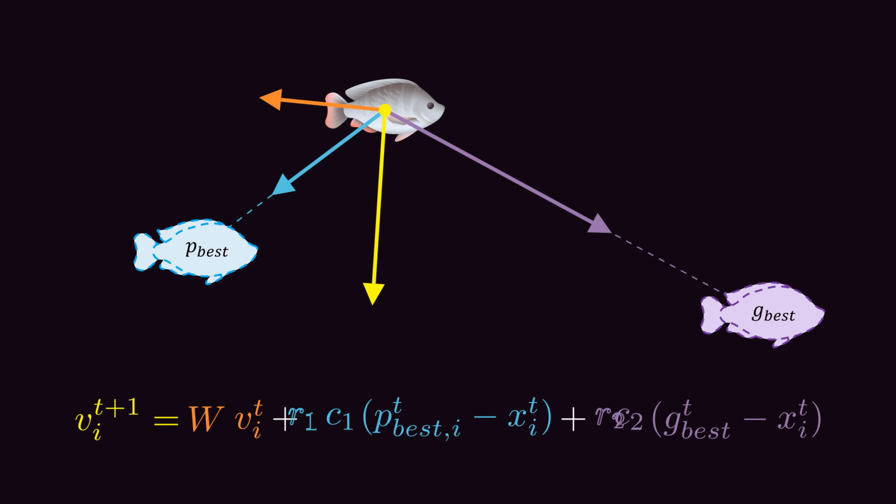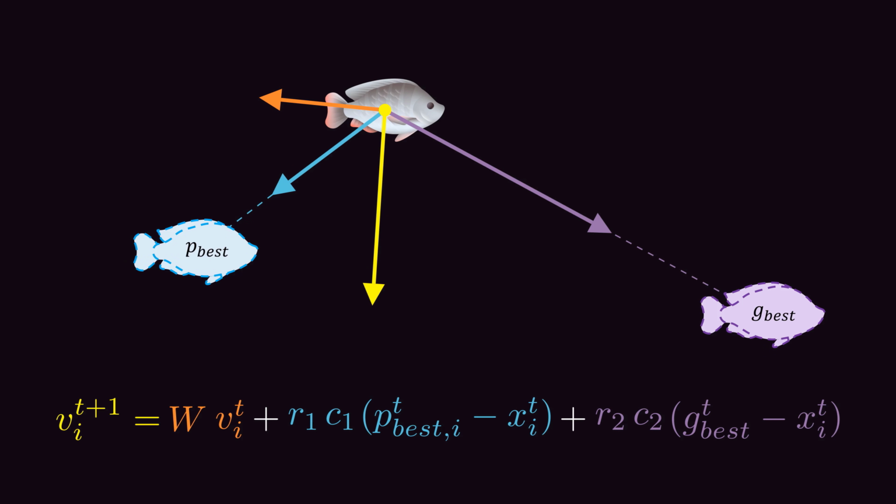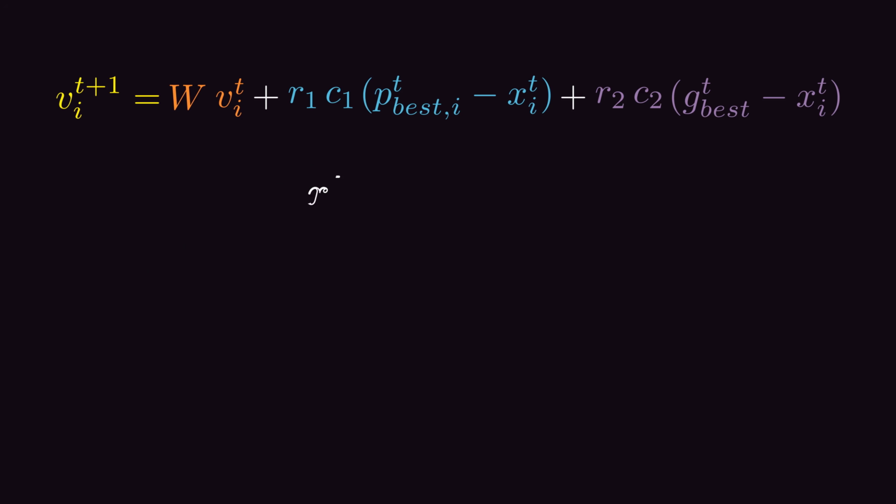We also have R1 and R2, which are random numbers between 0 and 1 that are sampled from a uniform distribution again at each iteration, which helps include some stochastic behavior. And we get this formula for calculating the new velocity that we add to the current position to get the new position of the particle. And this is what happens for a single particle during an iteration.